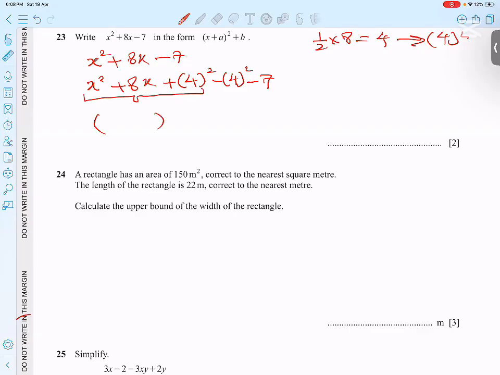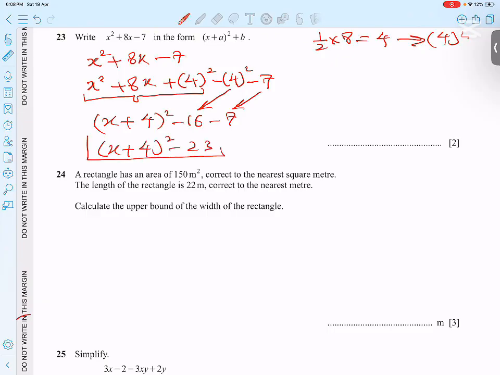And how to combine? Under power 2, whatever, copy here. Under power 2, what, copy here. And this sign, copy in the middle. So you got (x plus 4) squared. And this is becoming negative 16. And this I'm writing negative 7 as it is. And finally, I got negative 23.